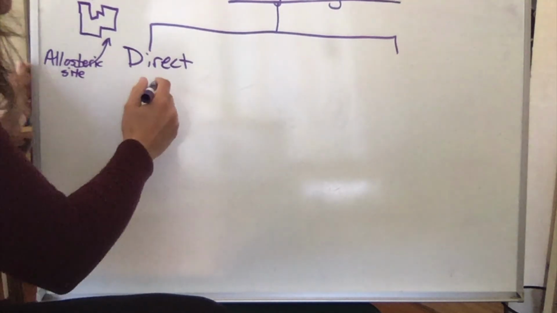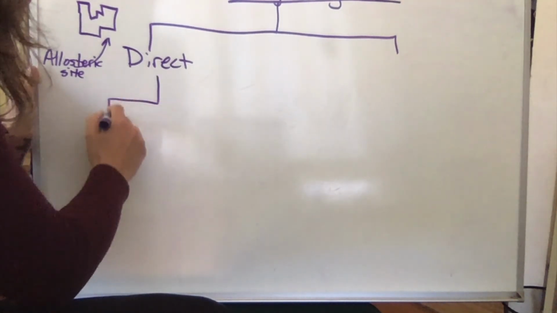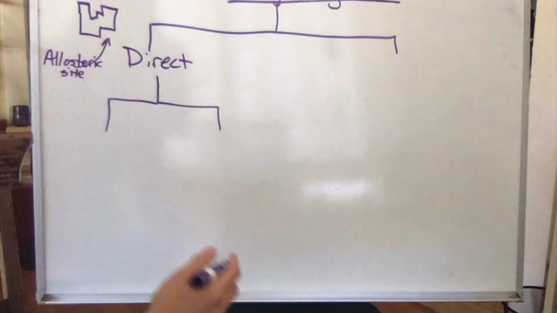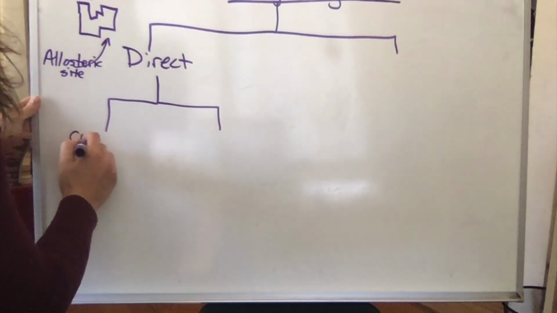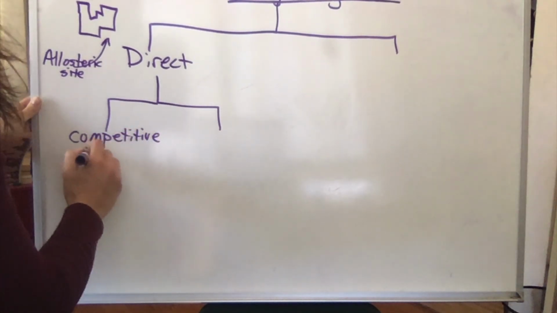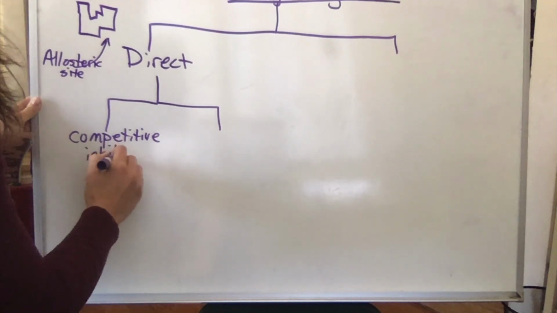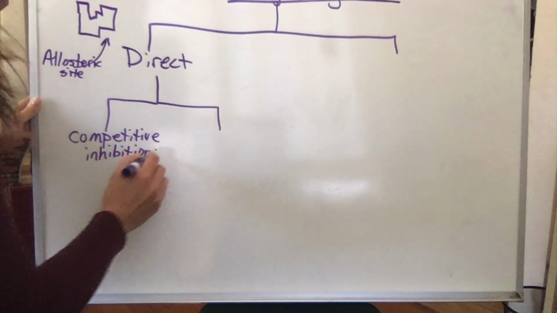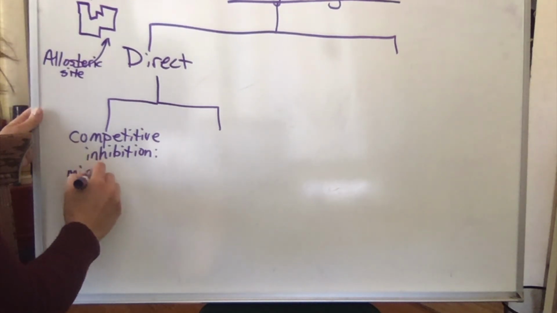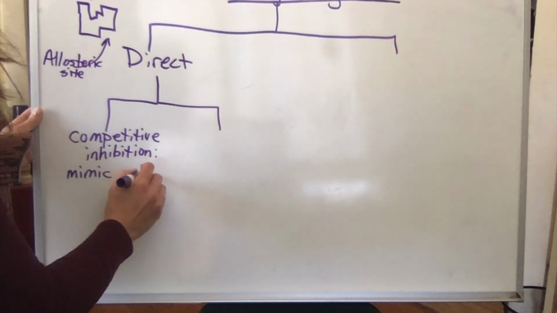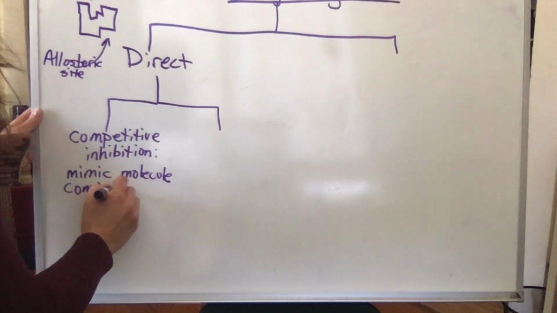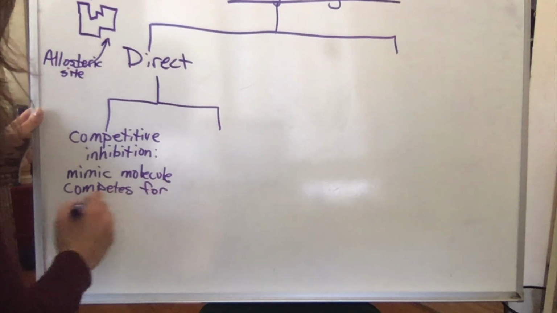So for direct enzyme regulation that we just mentioned, if there is a competitor molecule that binds to the active site, this is called competitive inhibition or regulation. Right? And again, this is with a mimic molecule that competes for the active site.